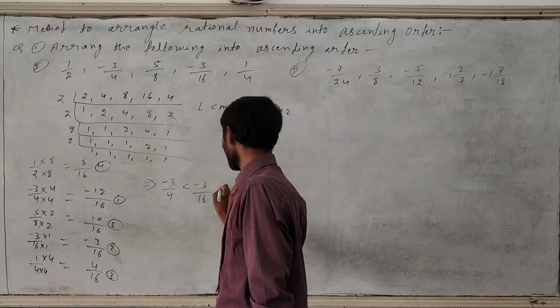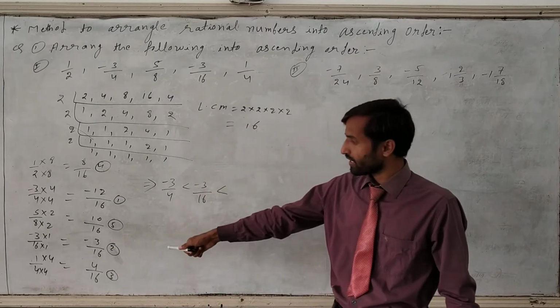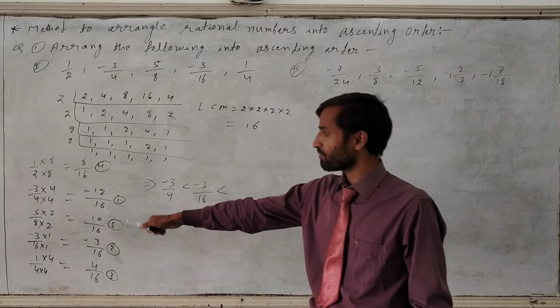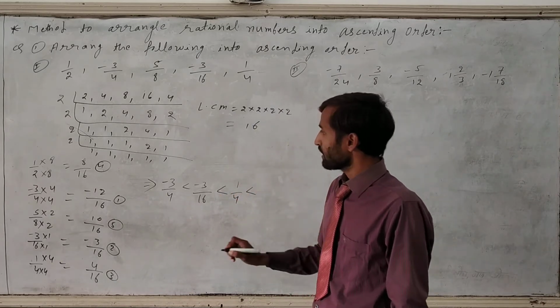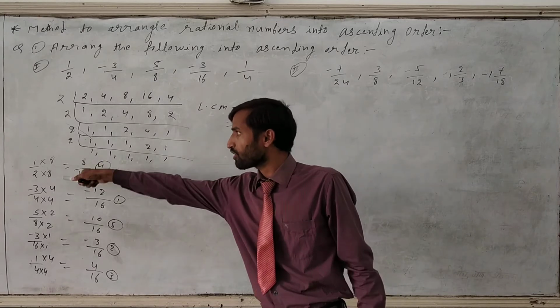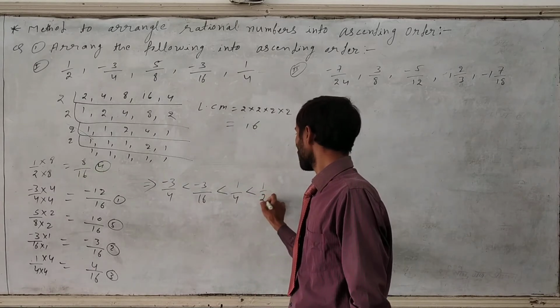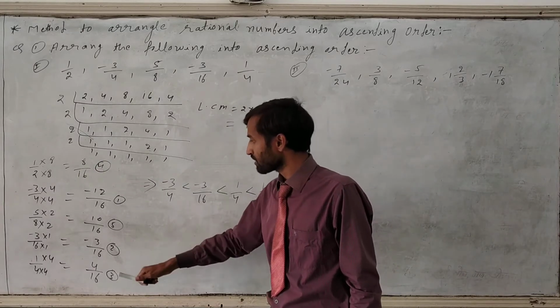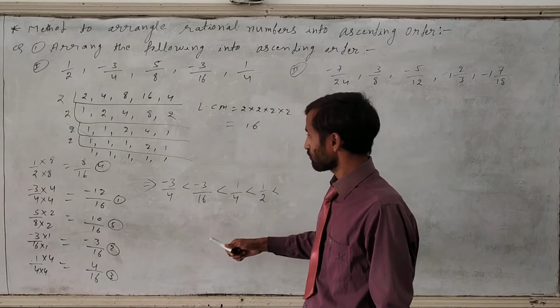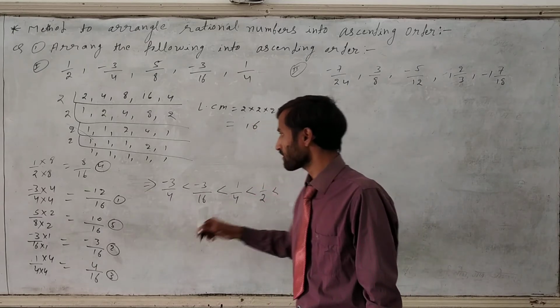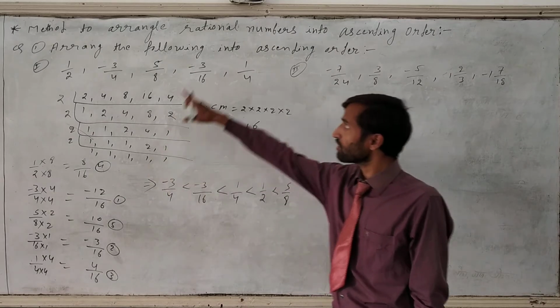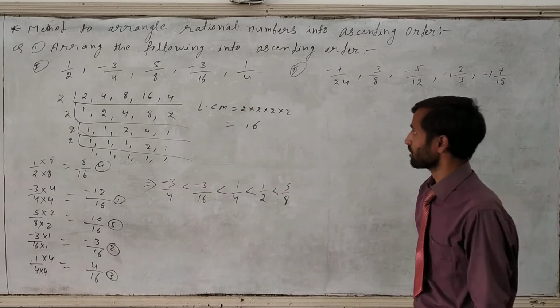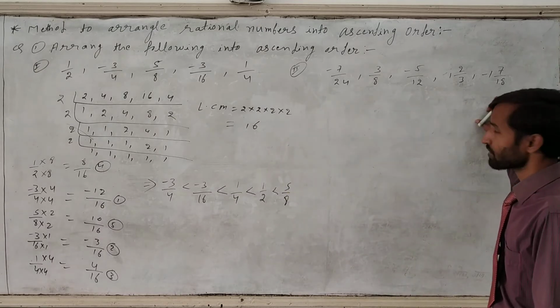Next one is less than. Next, the third one, 4 upon 16, means 1 upon 4. Again put less than here. Next, the fourth position is 1 upon 2 will come. Now the last, fifth position is 5 upon 8. So this is the correct ascending order for the given question. Like that, we have to answer with these numbers.